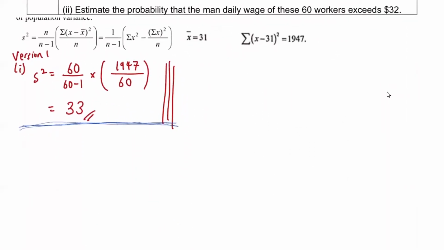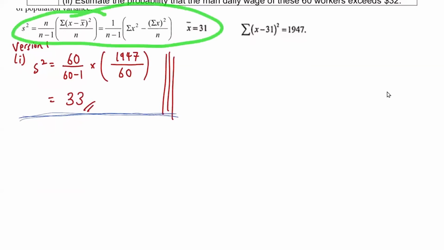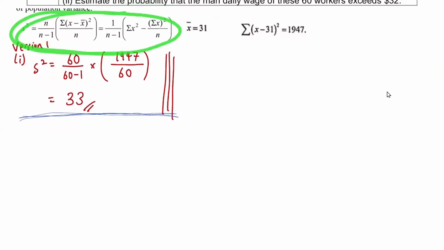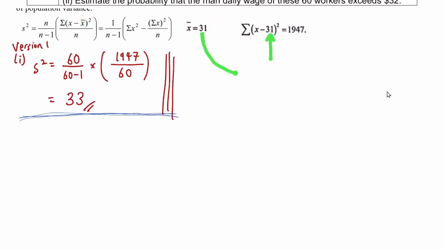And actually, I already calculated it. I also took a screenshot of the MF26 formula here, right? The unbiased estimate of the population variance, as well as the information that is given in part 1. So how do we use this information? First thing you need to realize is that it looks very similar to what we need in the first version of the formula. Look carefully at this formula, you realize that in between the bracket is x minus x bar. Likewise over here, we got x minus 31, and it just so happens that 31 is the same as the x bar. So that means we can just directly use the first version of the formula.